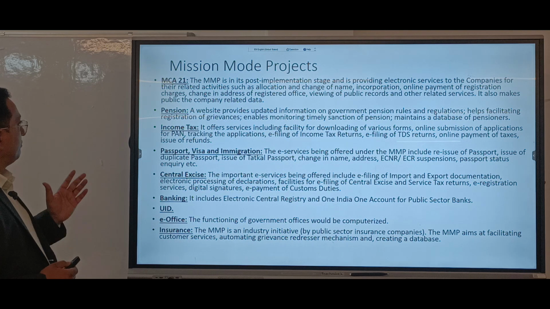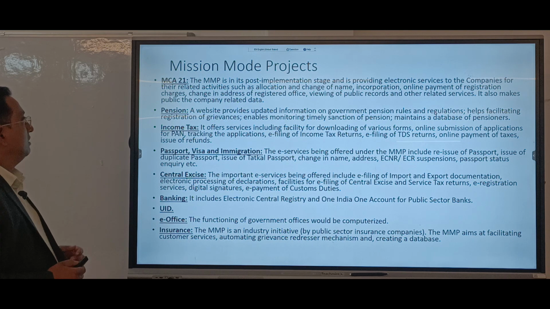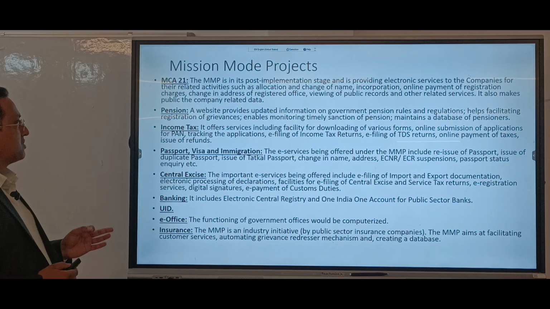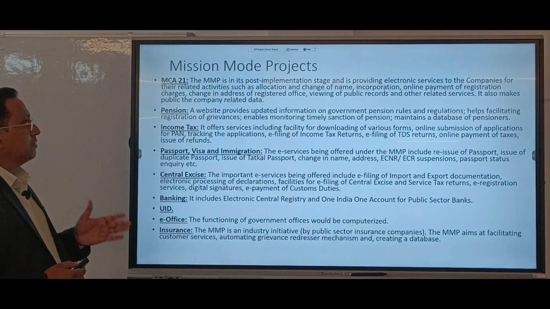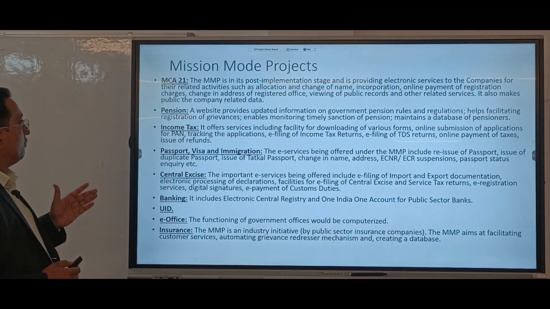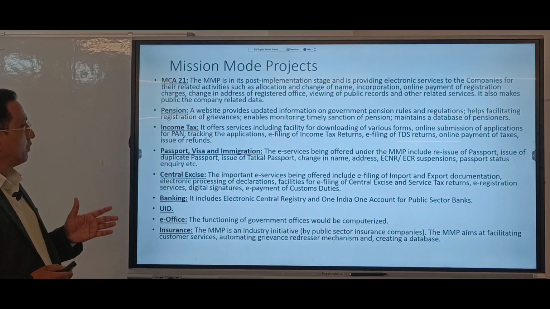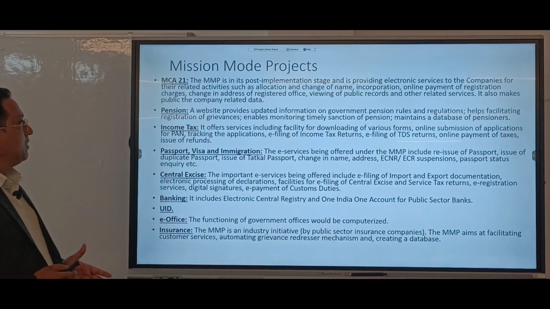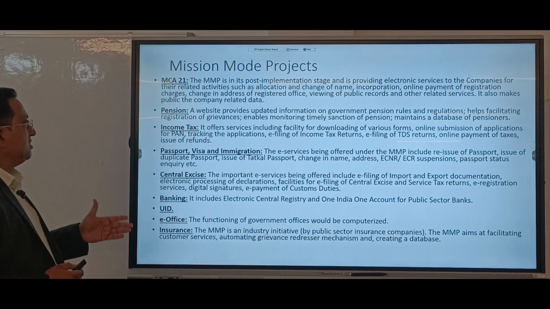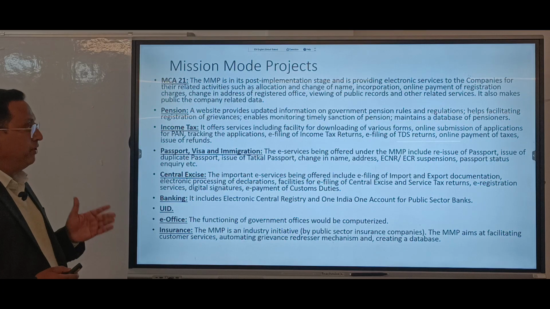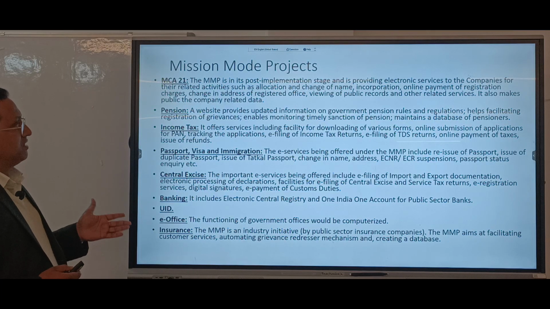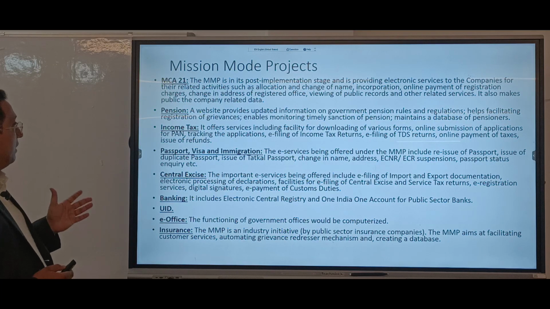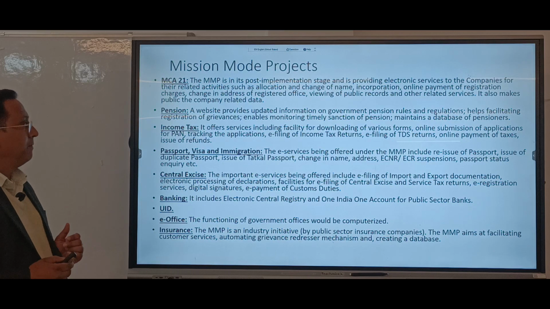MCA 21 is in its post-implementation stage and is providing electronic services to companies for their related activities such as allocation and change of name, incorporation, online payment of registration charges, change in address of registered office, viewing of the public records, and other related services. It also makes public the data.